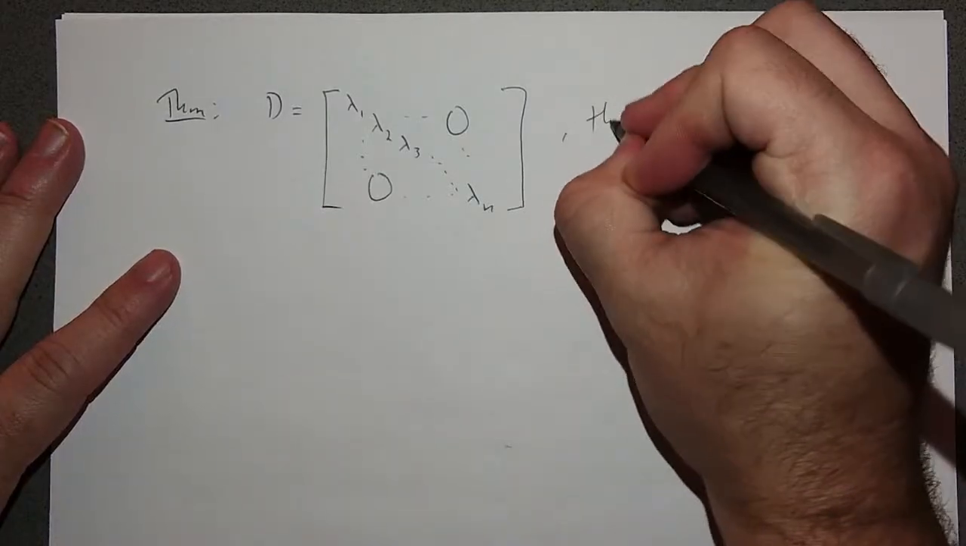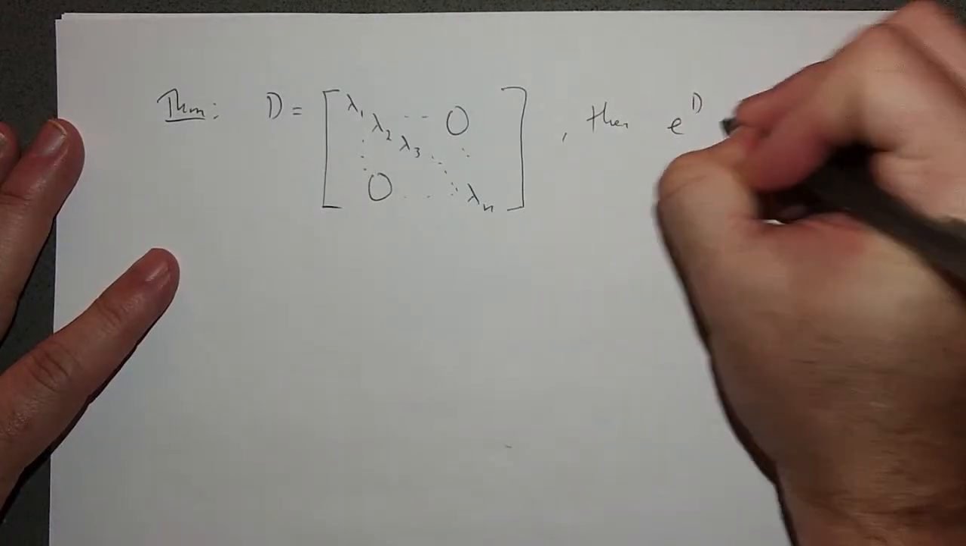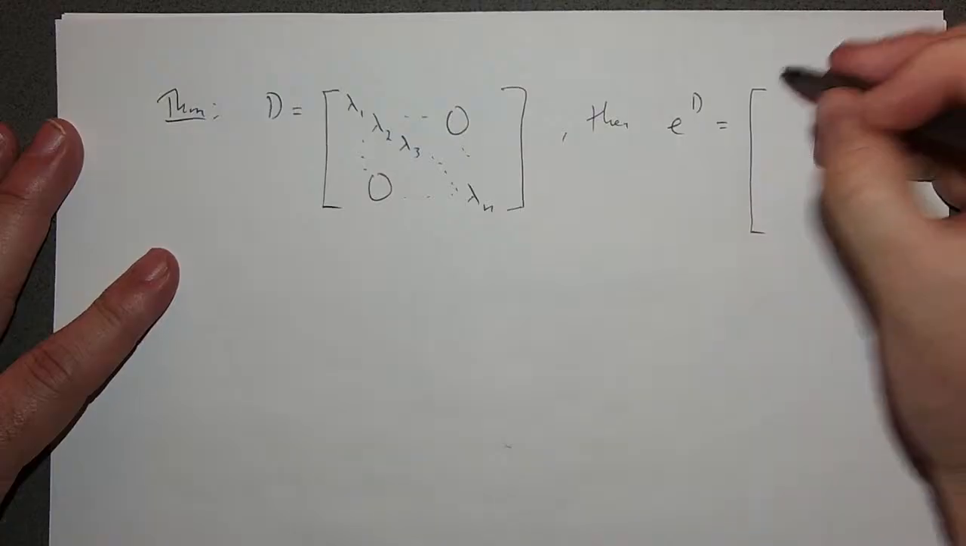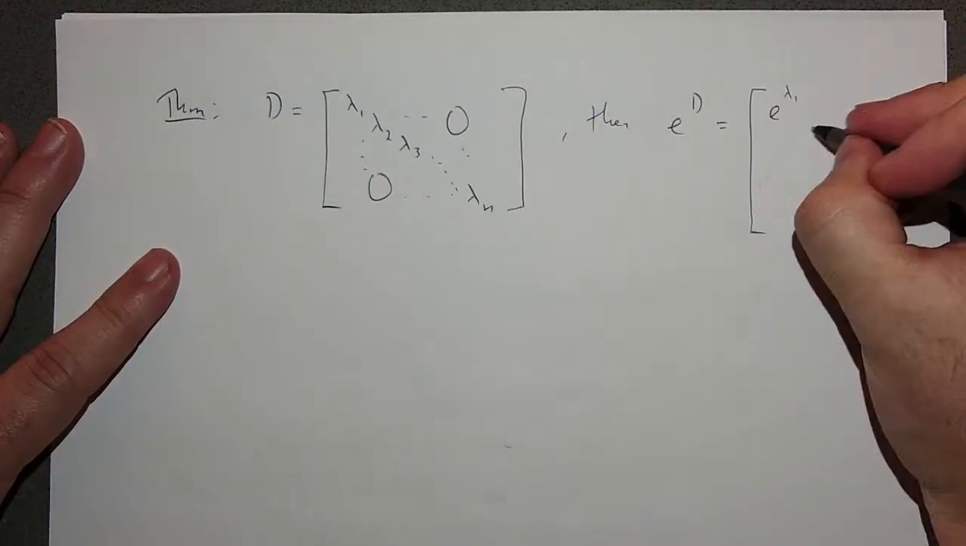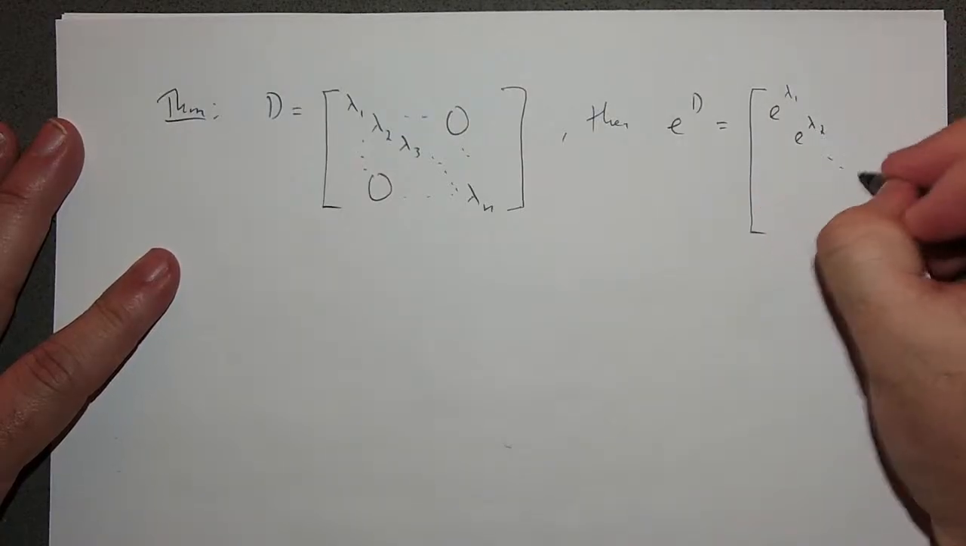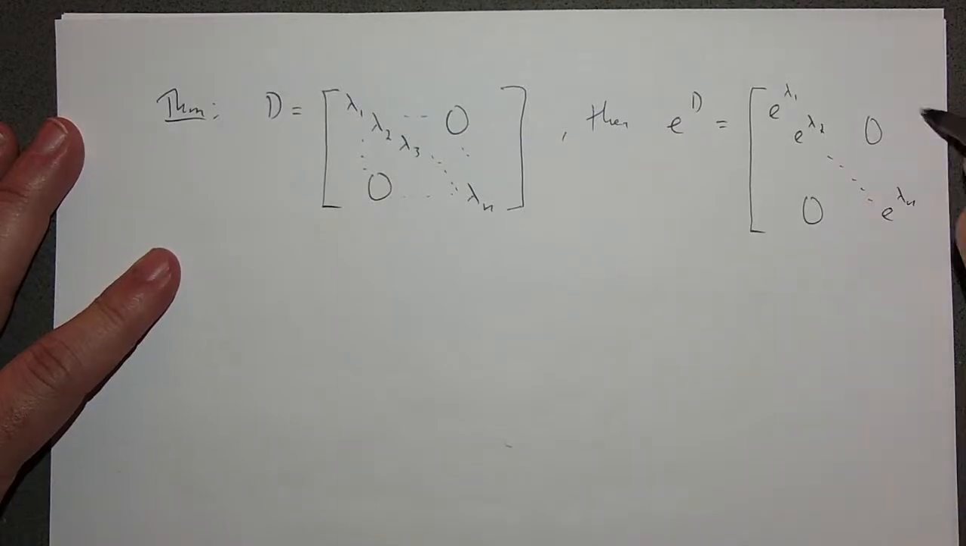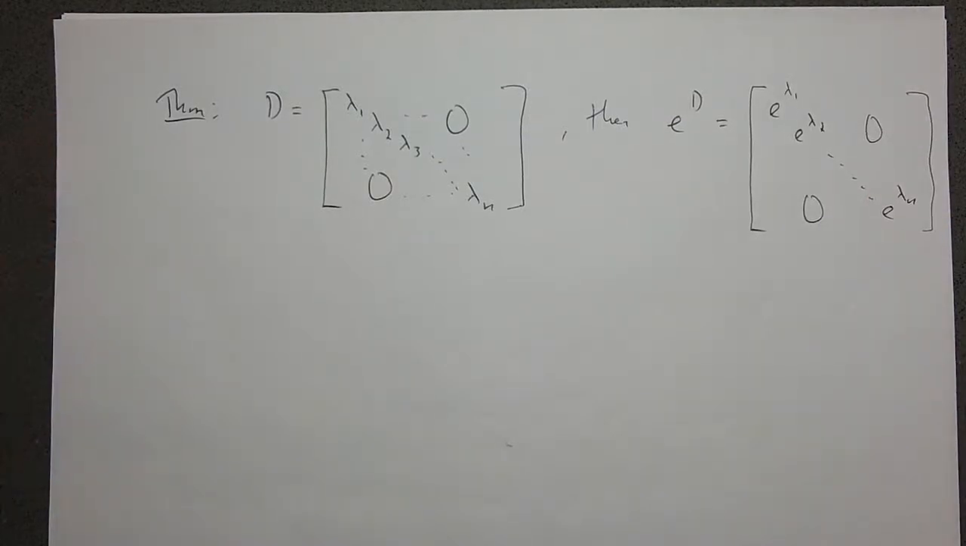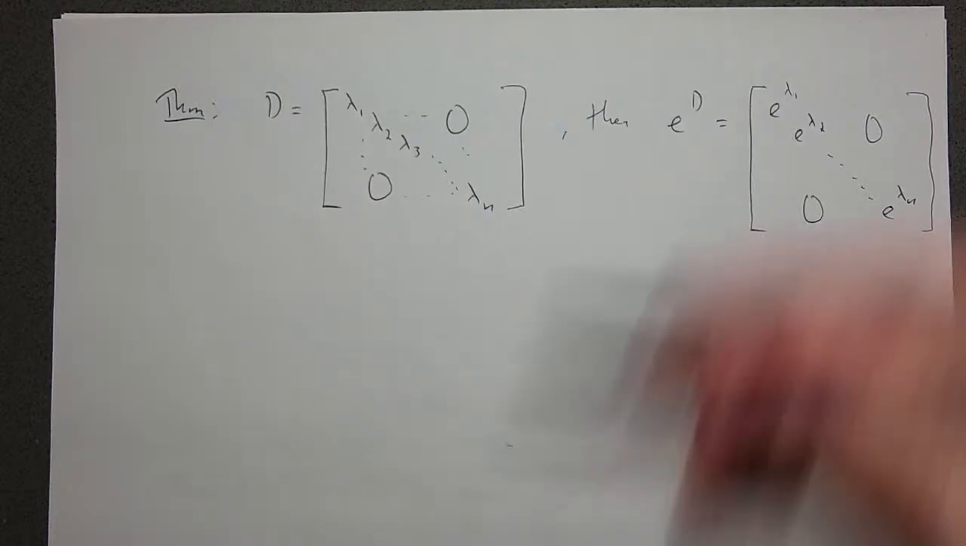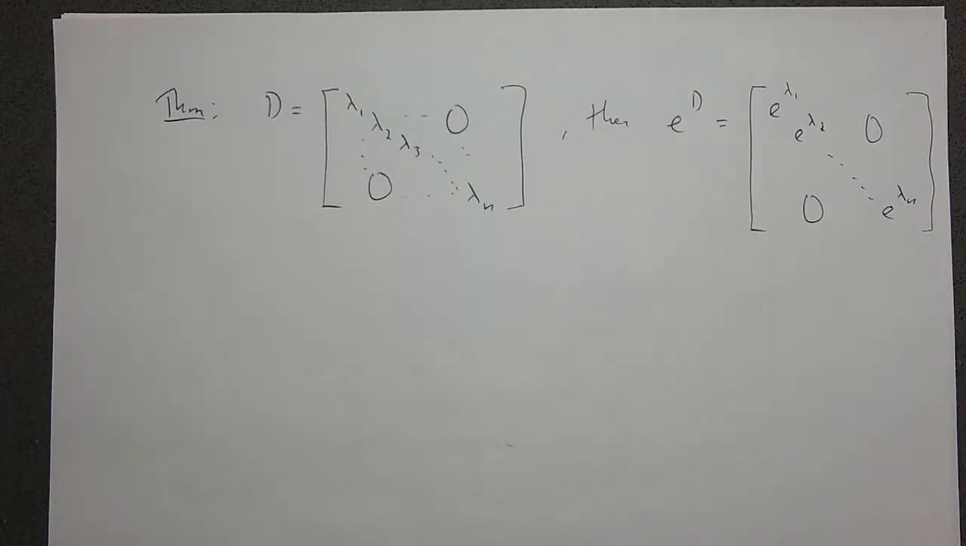Then e to the D is actually just this. It's what you hope and dream it is, right? When you first envision a matrix exponential. This is the only case where it looks like this, where it's this easy. Typically it's going to be a lot nastier than that. I'm not going to prove why this is. This can actually be done directly from the definition of matrix exponential.